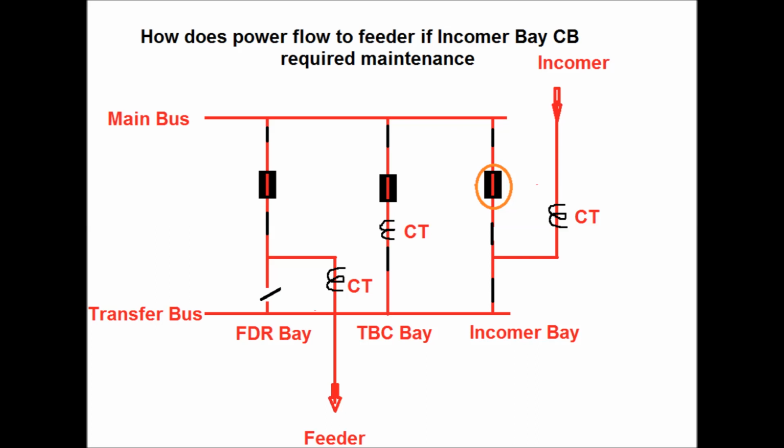So now the power is flowing from the incomer towards the transfer bus and via the TBC bay towards the main bus. From the main bus, the feeder is drawing power through its own bay. So this is how the incomer is diverted to the TBC bay, and the feeder is drawing power again without any interruption.